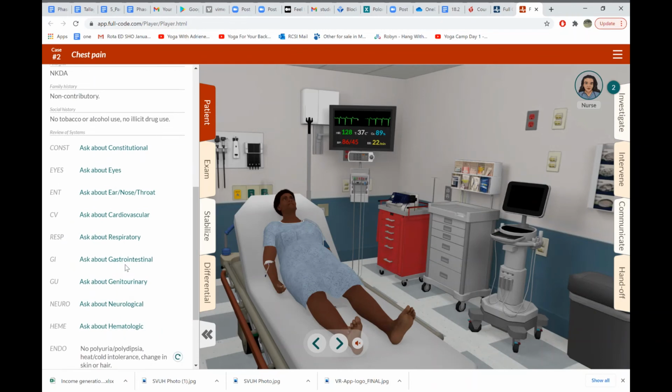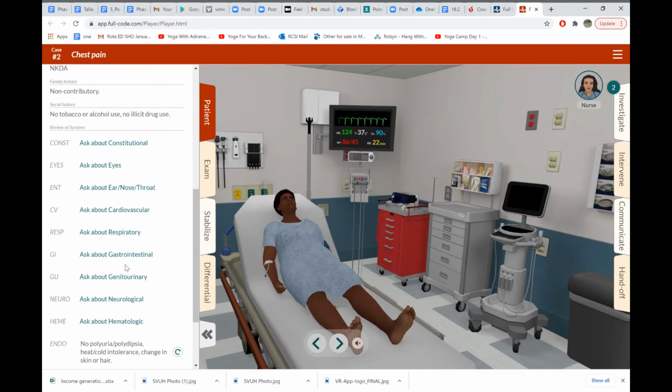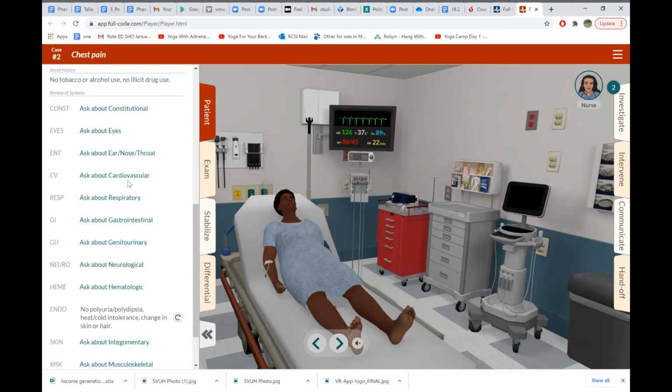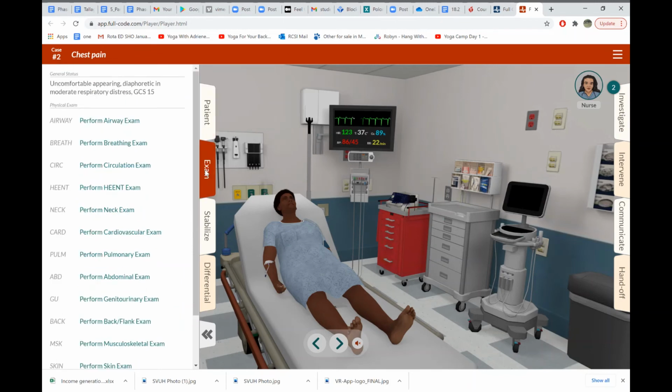I think this is just click fatigue. There's just so much clicking to be done here, and it's all pointless and not interesting at all. So I don't think it's the best way to go about it. So then we go on to the exam.